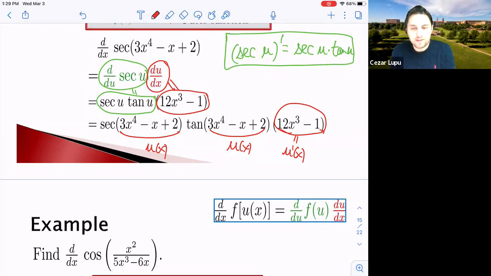Look at this. I need to find the derivative with respect to x of cosine of x squared over 5x cubed minus 6x. You see, here something happens. Anyway, I'll let you think about it for a minute or two. So we need to clearly identify the functions.